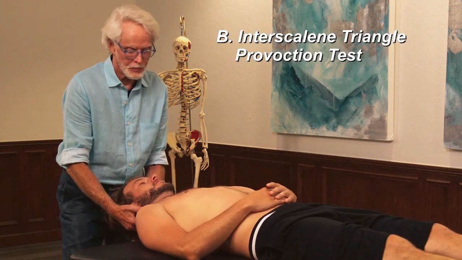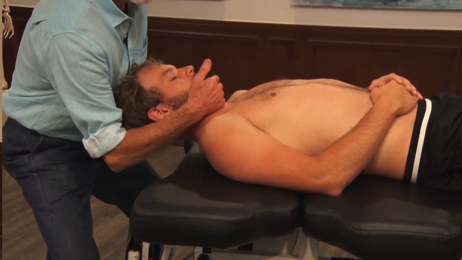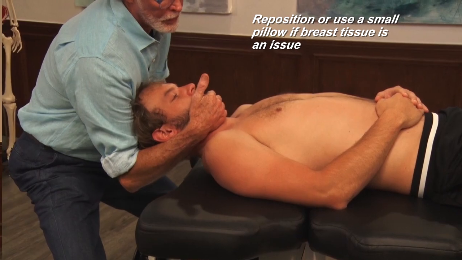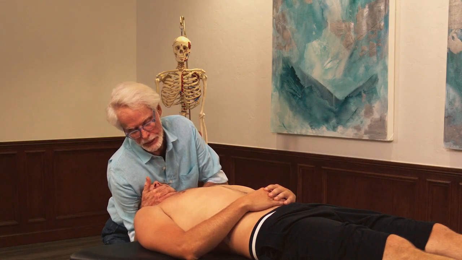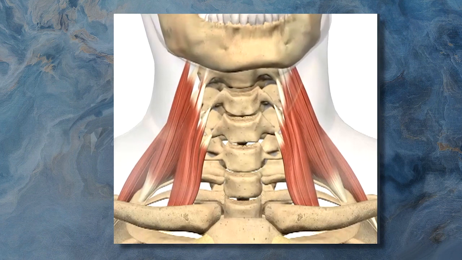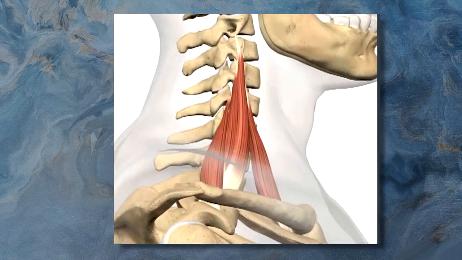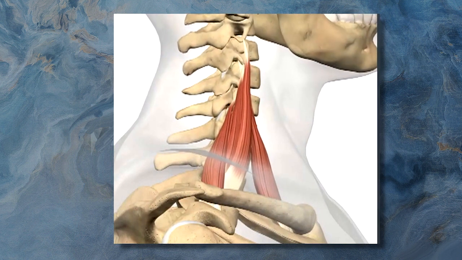The next test, the interscalene triangle provocation test, we pull him off the table and we get this odd little grip. It's a football grip. You get your hand along the chin so that you can bring the head into extension. If breast tissue is an issue, use a small pillow. I'm extending his head. I'm side bending and rotating to see if I can get it to squeeze the nerve roots between these two, the anterior and middle scalenes.